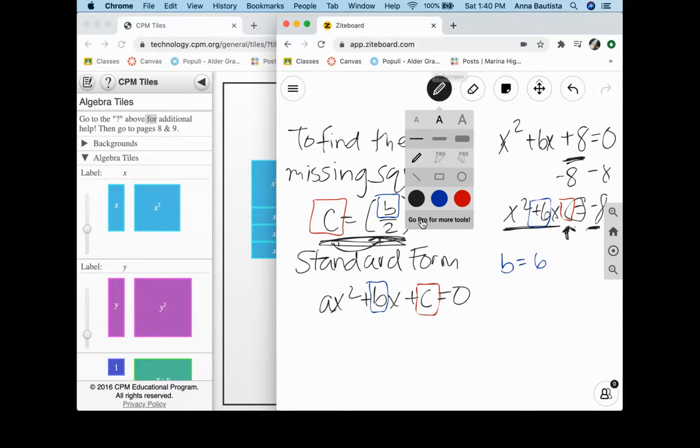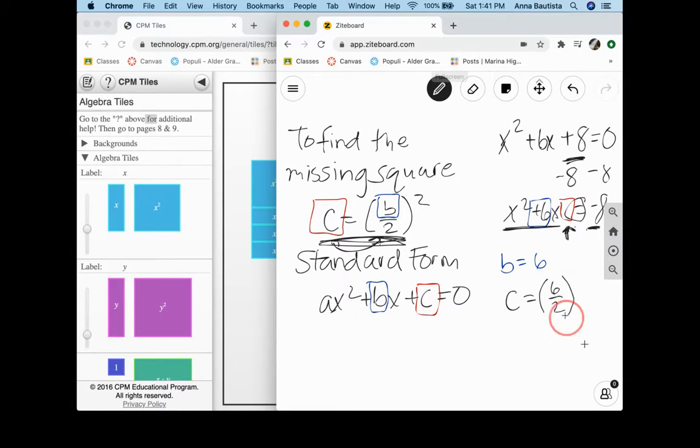So we just go c equals (6 over 2) squared, because we know (b over 2) squared is what our equation is to find c. So c equals 6 divided by 2, which is 3, squared. So c equals 3 times 3, which is 9. So our c value should be 9.